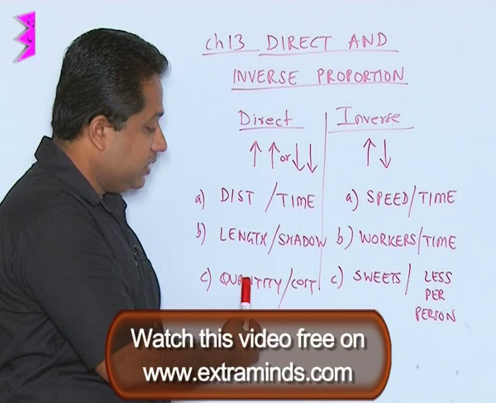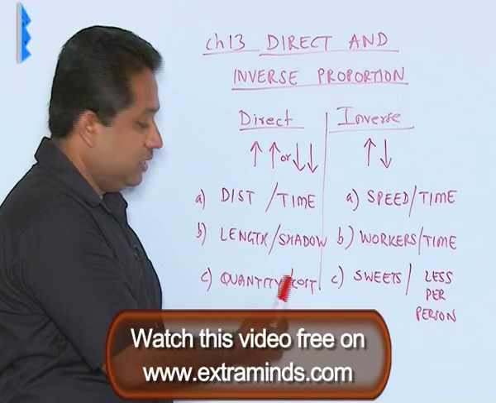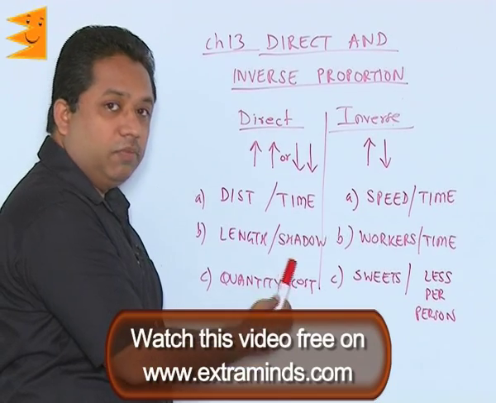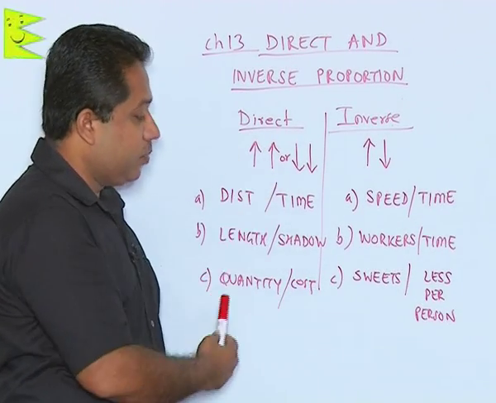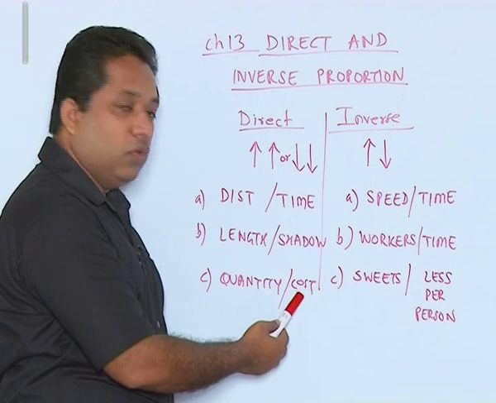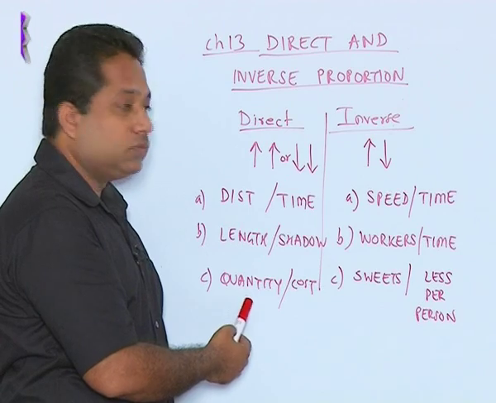So, if I want to buy one, the cost will be a certain amount x. If I want to buy 2, it will be more than x. So, quantity and cost, we can say, are directly proportional. The more we buy, the more we will have to pay. So, these are examples of direct proportion.